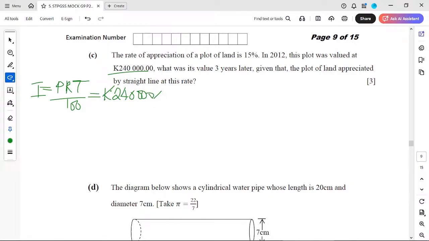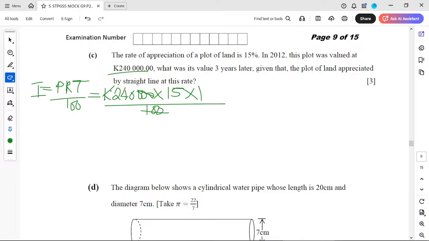Then times the rate. The principal is 240,000 kwacha. The rate we are told is 15%, and time. Since we want to find the appreciation of this plot of land for one particular year, we're going to say times 1, then over 100. One of the most important keys of a good mathematician is being able to identify where he can reduce the numbers. So he sees 100 and cancels the two zeros.